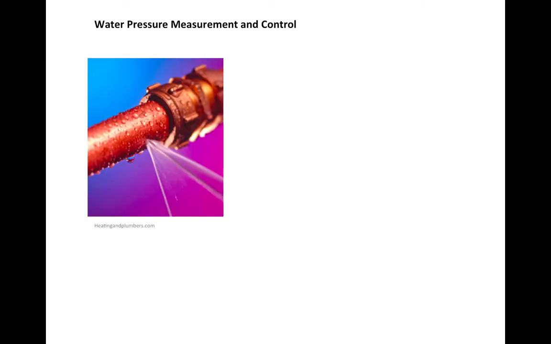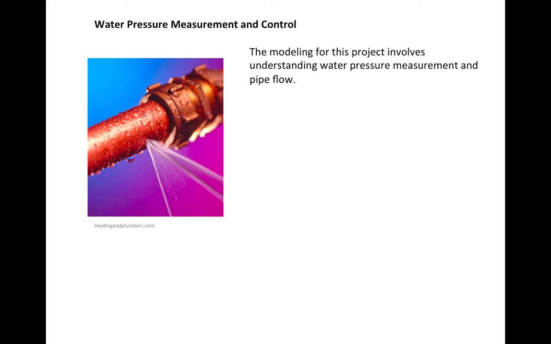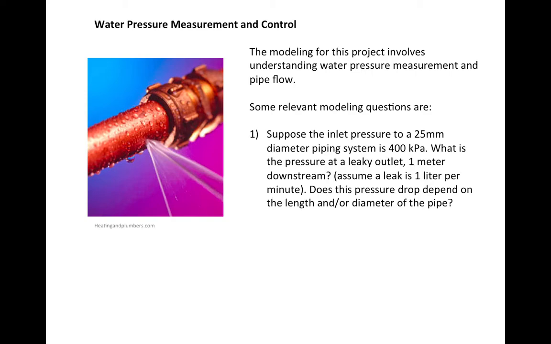The next project we're going to talk about is the water pressure measurement and control project. And here, the modeling involves understanding water pressure measurement and pipe flow. Some relevant modeling questions are, suppose the inlet pressure to a 25 millimeter diameter piping system is 400 kilopascals. What's the pressure at a leaky outlet 1 meter downstream? For this example, let's assume that the leak is 1 liter per minute.